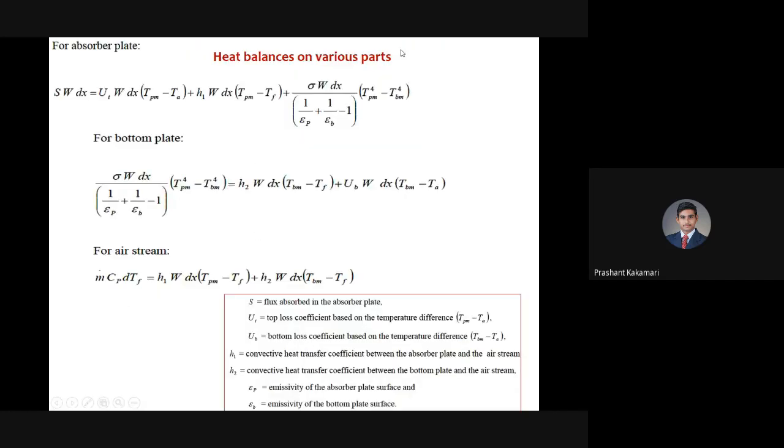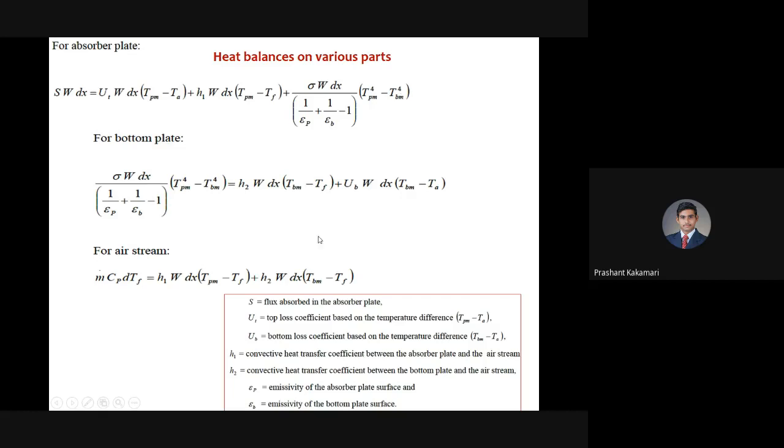So to write that, we can recall the radiation process equation, that is sigma into A. Sigma is the Stefan Boltzmann constant for radiation, divided by 1 by epsilon p. So epsilon p is the emissivity of the plate, epsilon b is the emissivity of the base. So it depends on the emissivity of the two plates. That's why I have taken 1 by epsilon p plus 1 by epsilon b minus 1, into, in the radiation process we are taking the temperatures raised to 4. So we have taken here Tpm raised to 4 minus Tbm raised to 4.